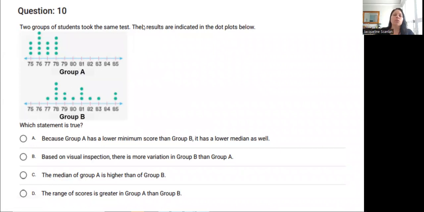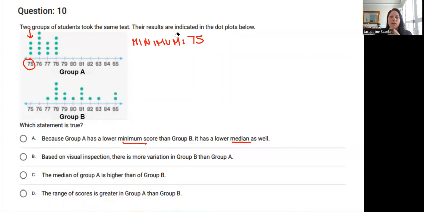So answer choice A says, because group A has a lower minimum score than group B, it has a lower median as well. That's a lot of math to do. So the first thing I'm going to do is see if I can determine what the minimum scores of the groups are. So for group A, I can find the minimum by looking at the dots that are all the way to the left of the graph. Okay, so the smallest data point in group A is above the number 75. That means the minimum of group A is 75.